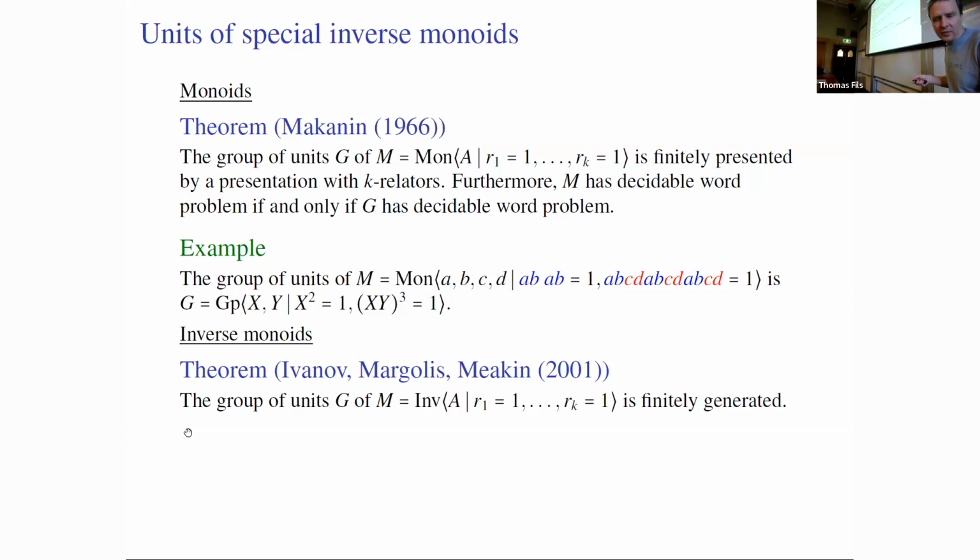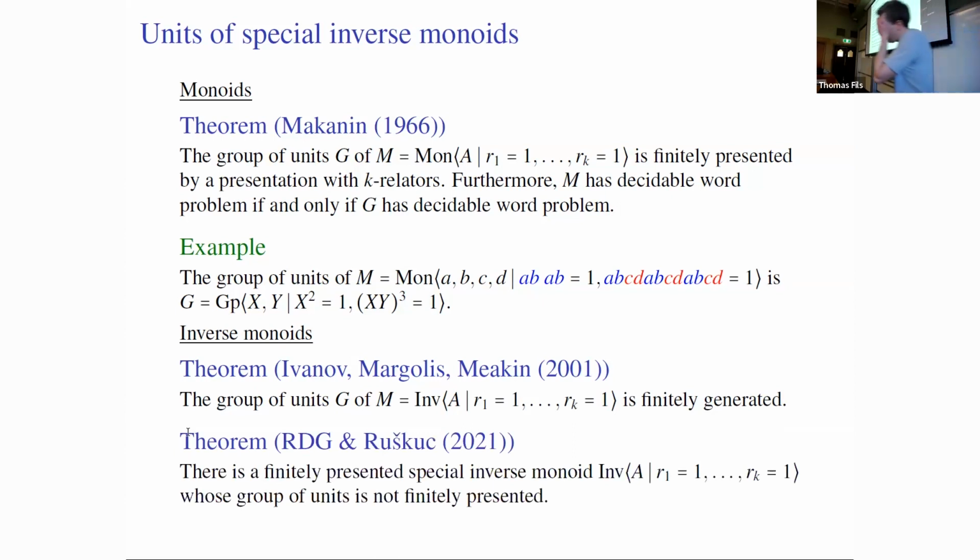And then relatively recently, with Nick Ruškuc, we showed that this theorem's not true for special inverse monoids. And not only is it not true that the group of units is k-relator, and you can find a presentation with k relators, but it can go wrong more catastrophically. So there are finitely presented special inverse monoids whose group of units is not even finitely presented. So they're all finitely generated, but not necessarily finitely presented. So it's contrasting with what's happening here.